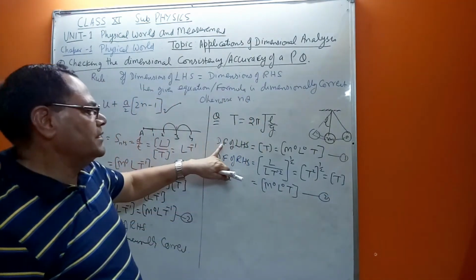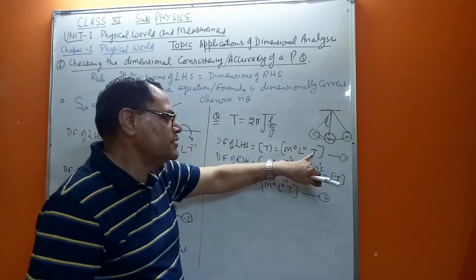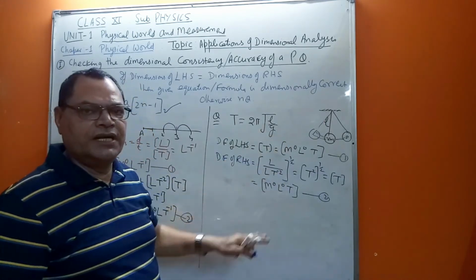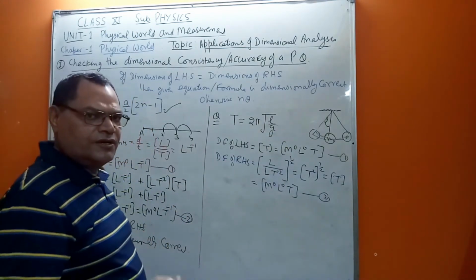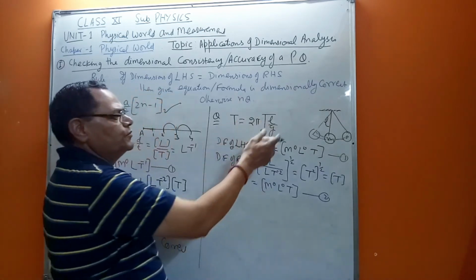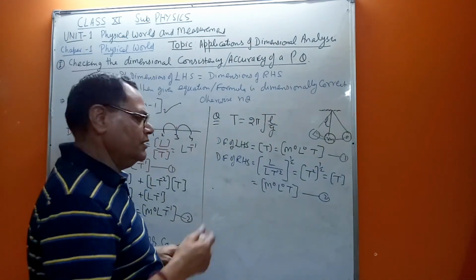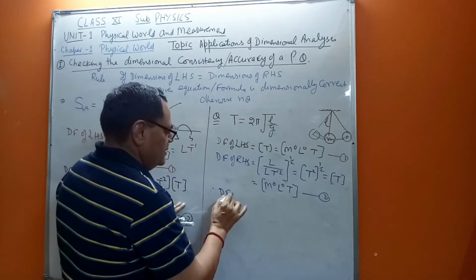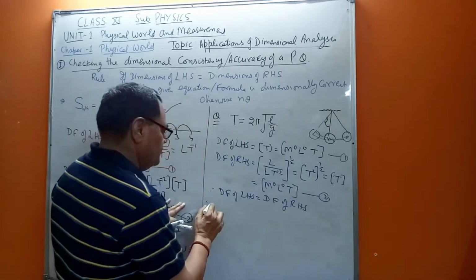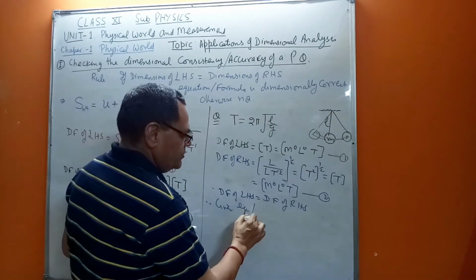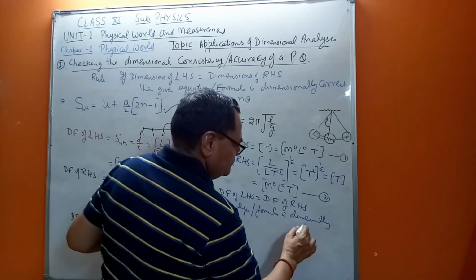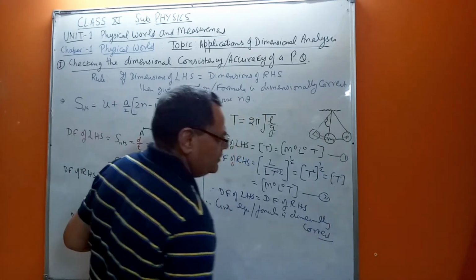Again you find the dimension formula of LHS is M0 L0 T and that of RHS is M0 L0 T. Since the dimensions of LHS are equal to the dimensions of RHS, the given equation is dimensionally correct, or we prove the consistency of this given equation dimensionally. Dimensionally correct. Clear?